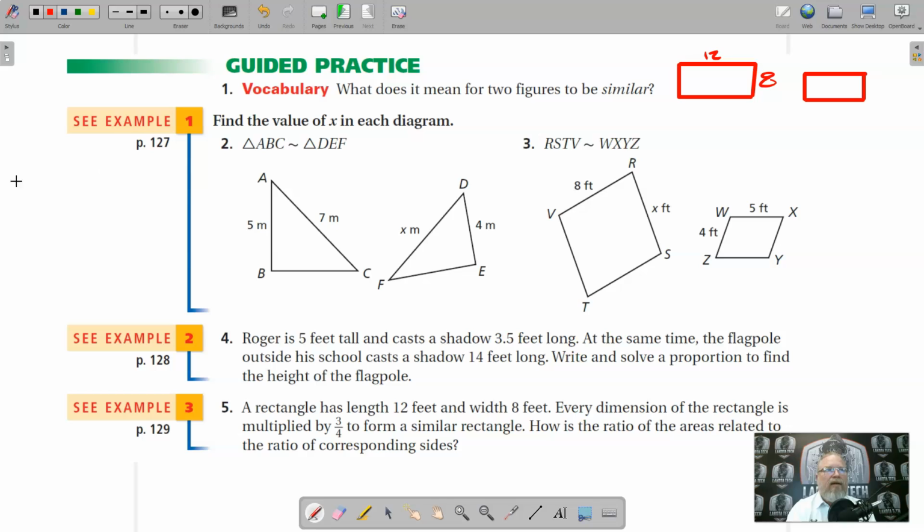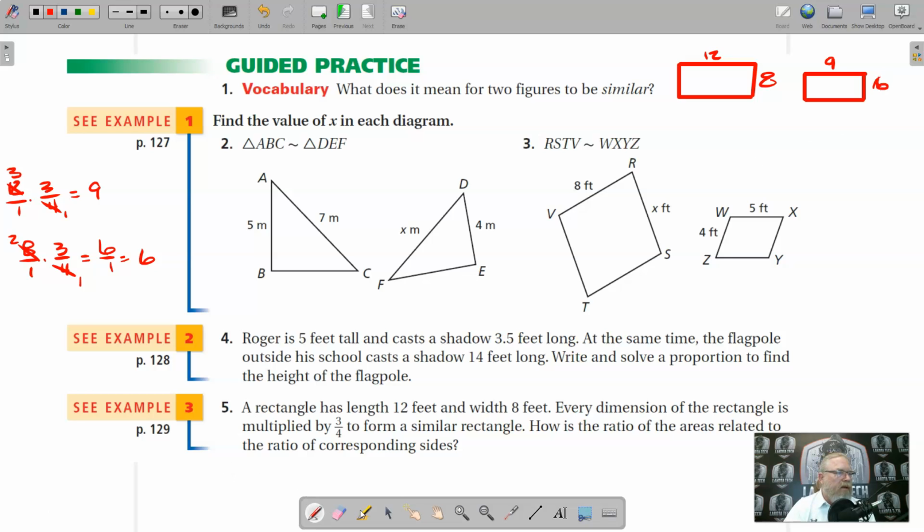So scale factor, 12 times, not 4, but 3/4, 3 over 4. 4 divided by 4 is 1. That's 3. So this is going to equal 9. So this side is going to become 9. And then if we multiply 8 times 3/4, 4 divided by 4 is 1. 8 divided by 4 is 2. 2 times 3 is 6 over 1 equals 6. So this side over here is 6.